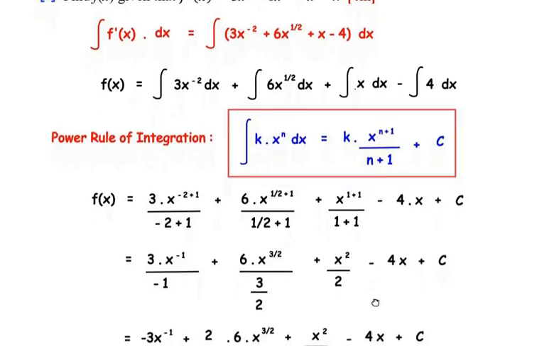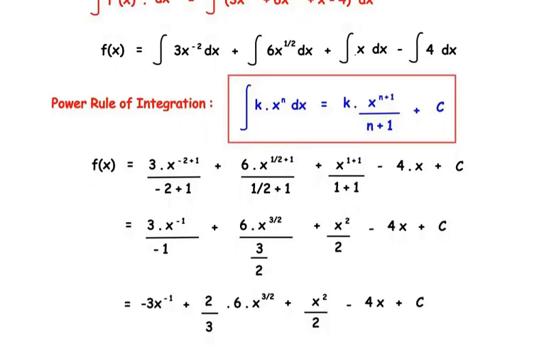Now further simplifying this we get, so 3 over negative 1 gives us negative 3 times x to the power of negative 1 plus, now we have taken this denominator to the numerator, giving us 2 over 3, that is this fraction flips upside down, giving us 2 over 3 times 6 times x to the power of 3 over 2 plus x square over 2 minus 4x plus c.